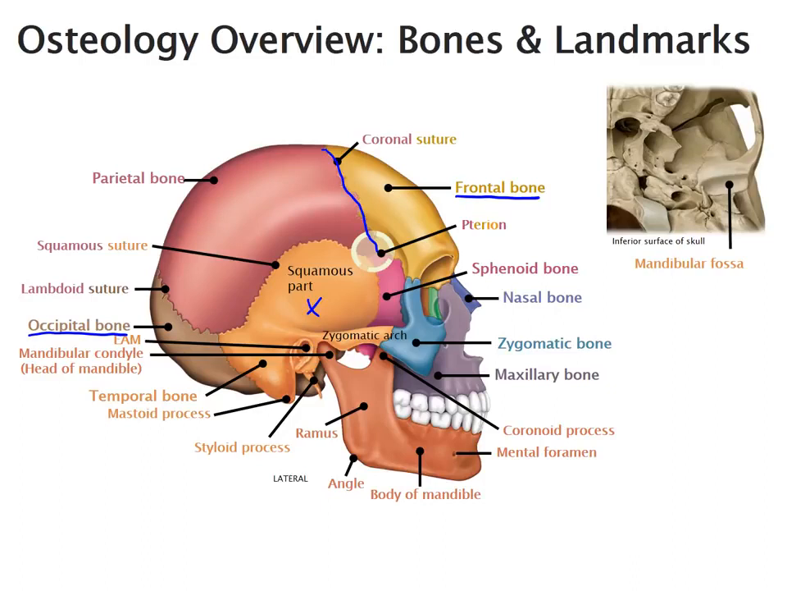The parietal bone fuses with the occipital bone via the lambdoid suture, and the parietal bone fuses with the temporal bone at the squamous suture. Neighboring the temporal bone anteriorly is the sphenoid bone, shown here in pink. The sphenoid bone is made up of both a greater and a lesser wing. The wing shown here is the greater wing.